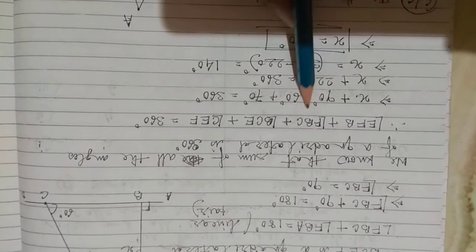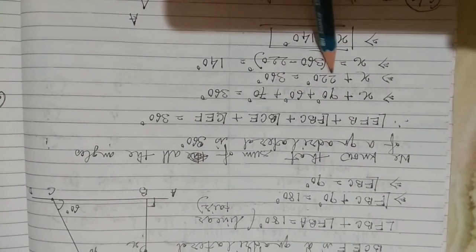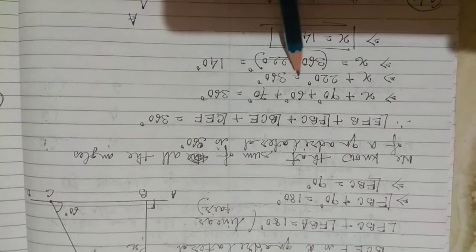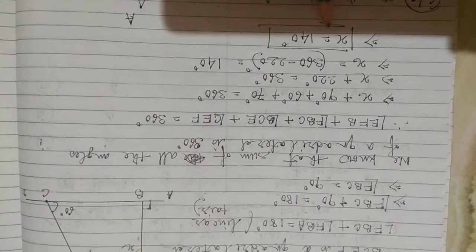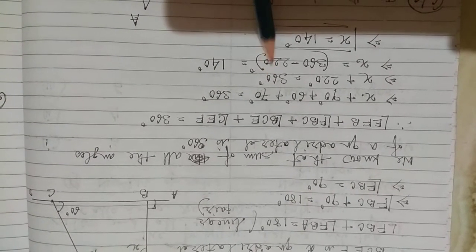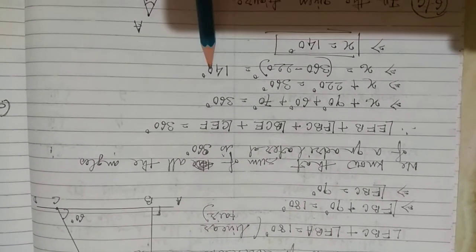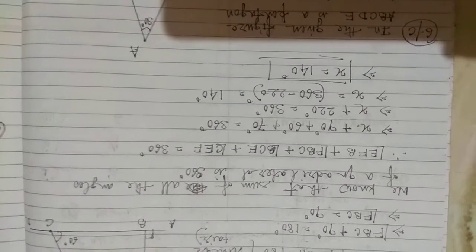x plus the sum of these three numbers, 220 degrees, equal to 360 degrees. So x equals 360 minus 220 degrees equals 140 degrees. So x equals 140 degrees.